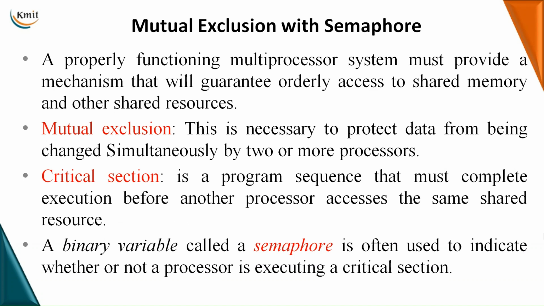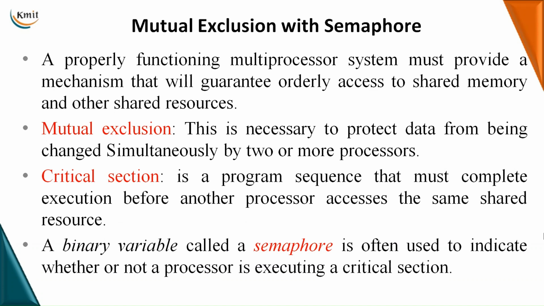A properly functioning multiprocessor system should always have a mechanism that guarantees orderly access to the shared resources and shared memory. If there are five processes sharing certain resources and memory, all five processes cannot access the shared memory, or the shared resources, at the same point of time. That results in conflicts. To overcome this situation, there are certain mechanisms that can be implemented to achieve synchronization among the resources.